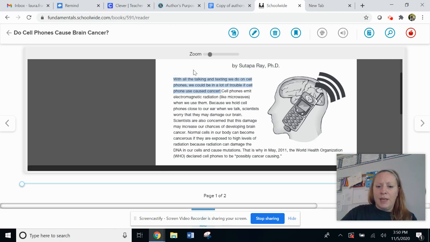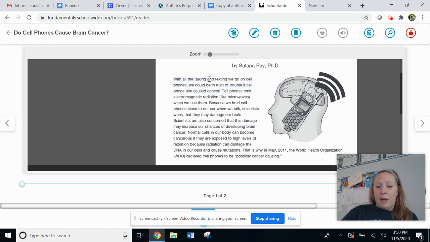With all the talking and texting we do on cell phones, we could be in a lot of trouble if cell phone use caused cancer. Cell phones emit electromagnetic radiation like microwaves when we use them. Because we hold cell phones very close to our ear when we talk, scientists worry that they may damage our brain. Well, I don't see anything about any main characters.